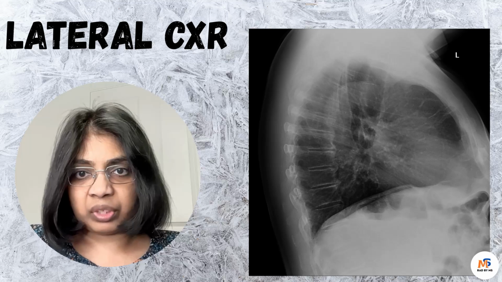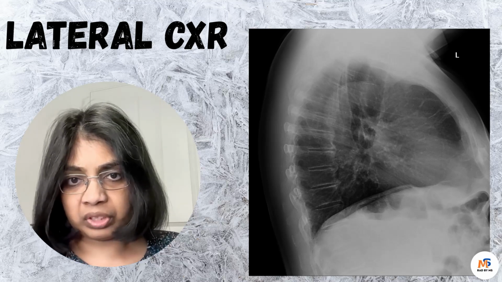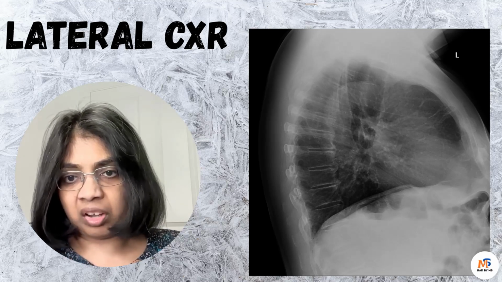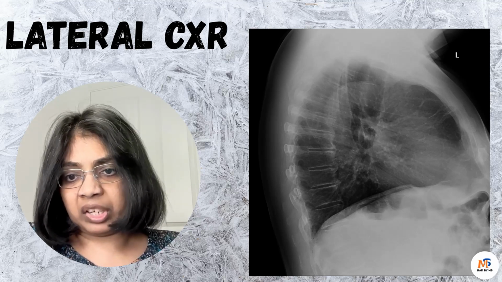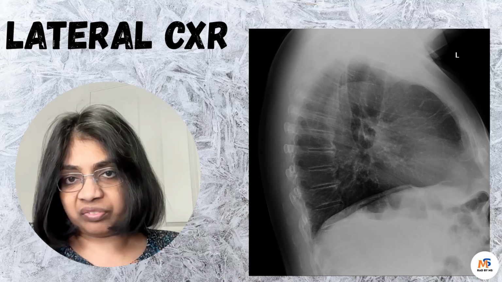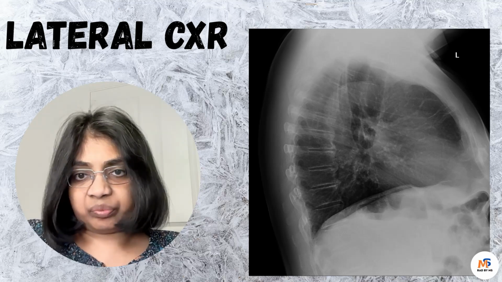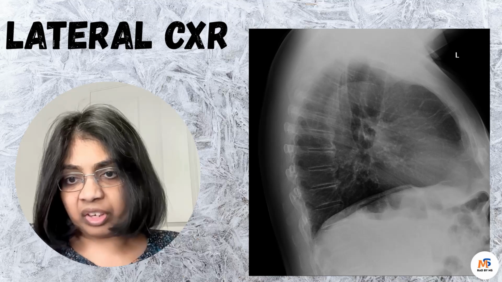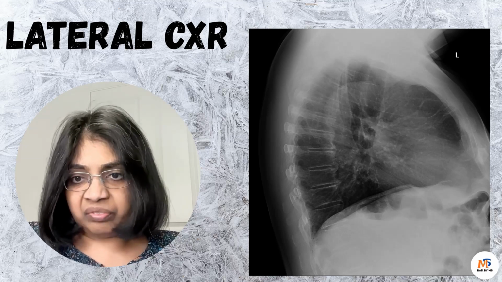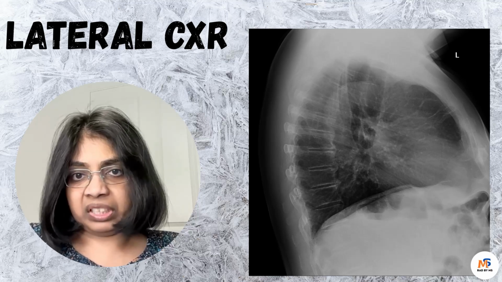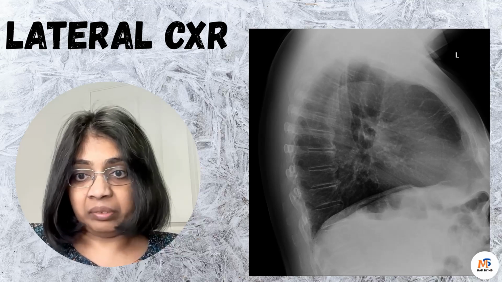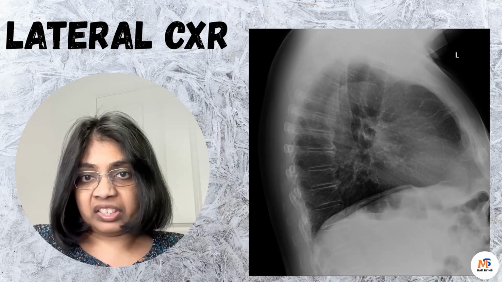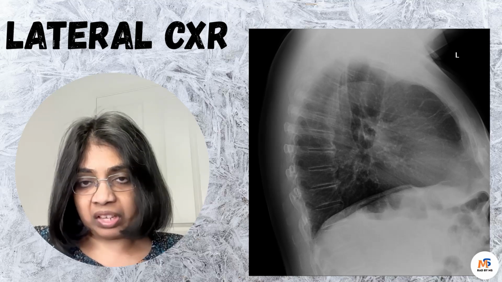So next we're going to look at the borders of the heart. The anterior border is made up by the right ventricle, and looking at the posterior border of the heart, inferiorly is made up of the left ventricle, and as we extend superiorly, you have the left atrium.